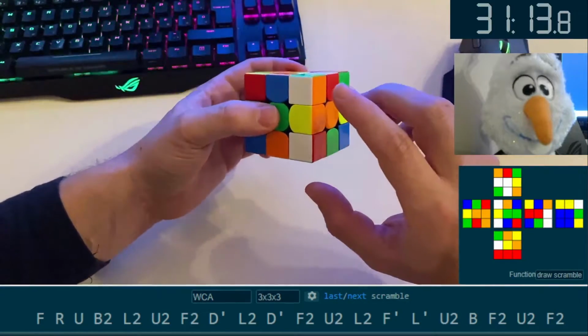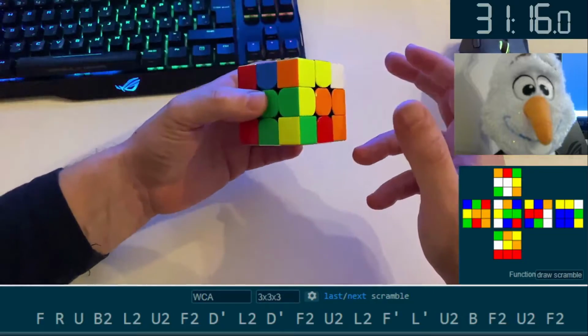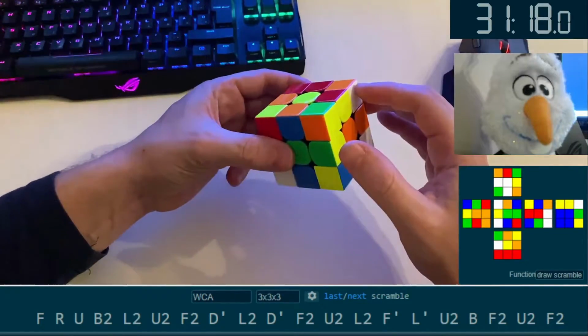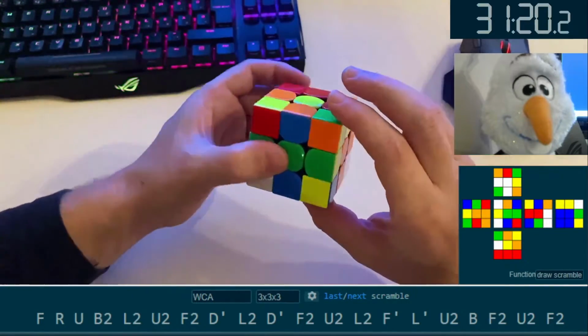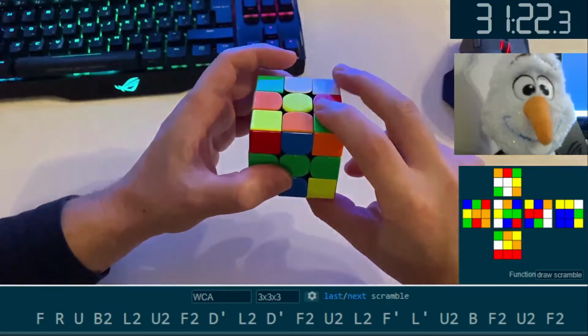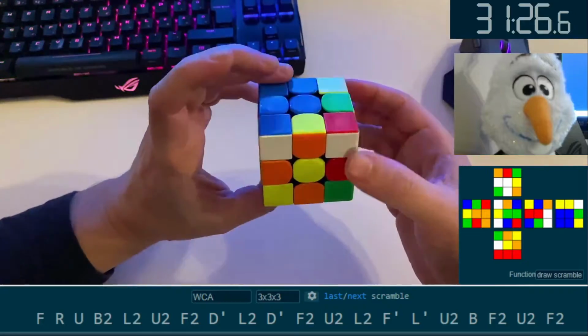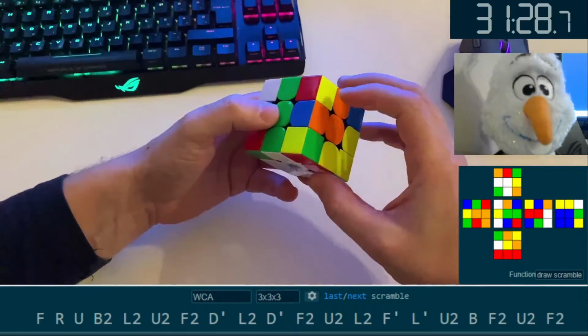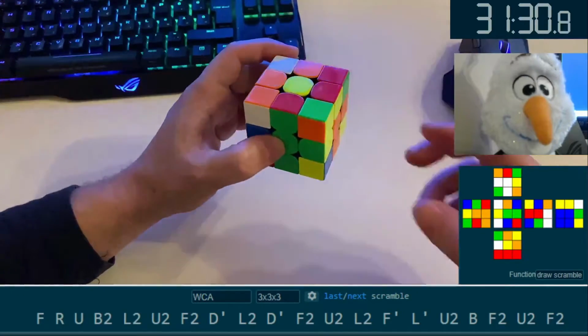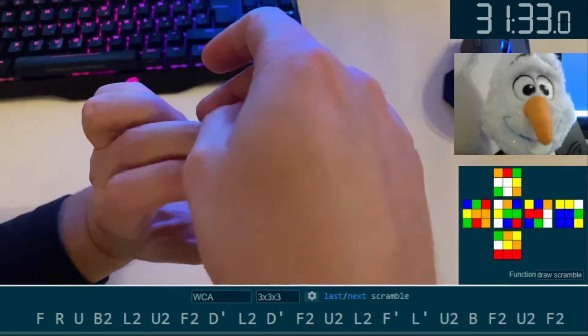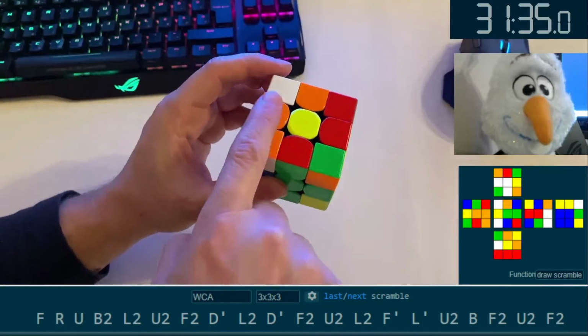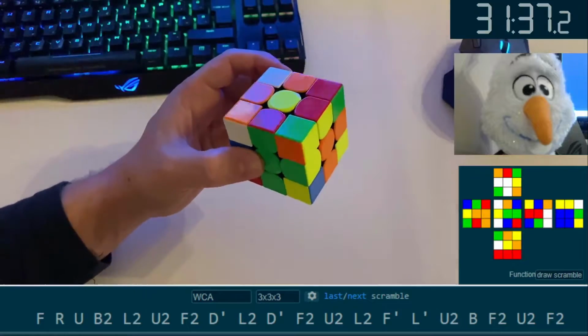X cross. Let's see. 1, 2, 3, 4, 5, 6, 7. Move. And we've got the X cross and this pair.